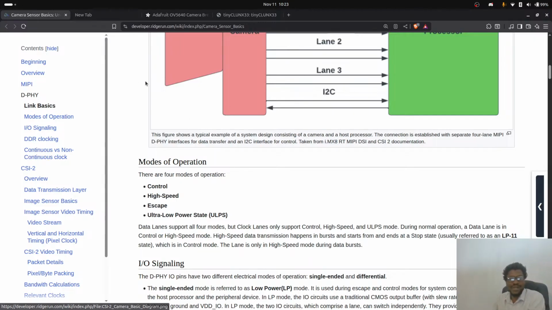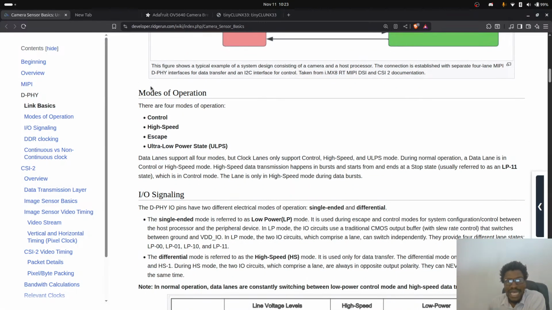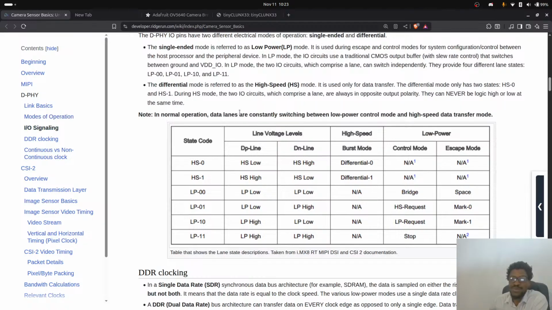So there are 4 modes of operation for a lane: a control mode, a high-speed mode, an escape mode, and an ultra-low power state. Data lanes support all 4 modes, but clock lanes basically don't support the escape mode. During normal operation, a data lane is in control or high-speed mode, and high-speed data transmission happens in bursts and starts and ends from a stop state, referred to as LP11, which is in control mode. So let's look at all of these modes.